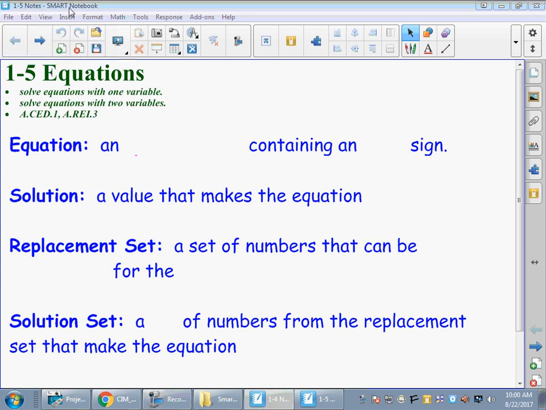These are your 1-5 notes on equations. We're going to just define what an equation is, what a solution set and a replacement set are in equations. So very simple equations today.